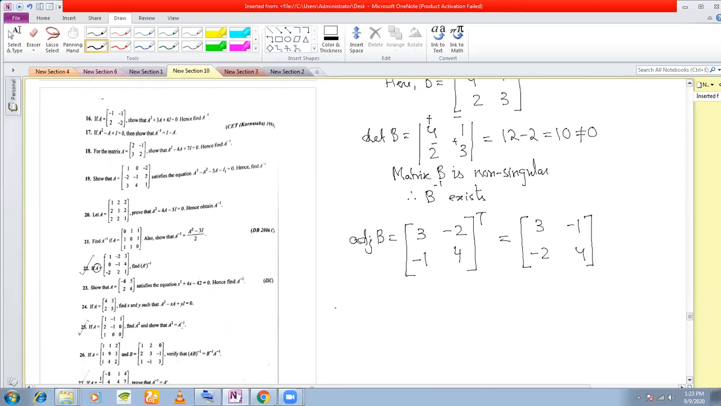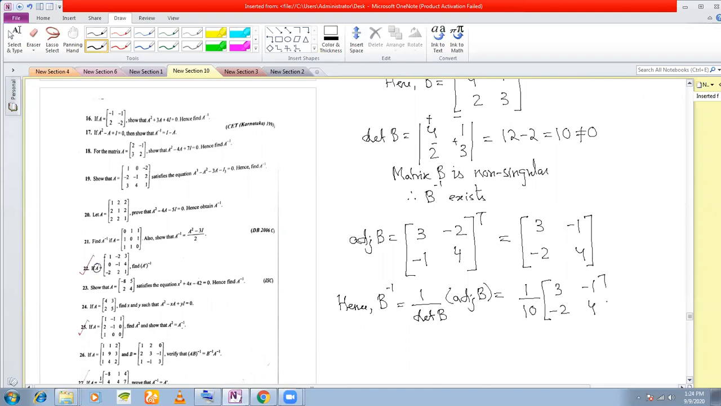This is the adjoint. So therefore, what is B inverse? Hence, B inverse is equal to 1 by det B into adjoint of B. Det B we have found out as 10, and this is the adjoint.